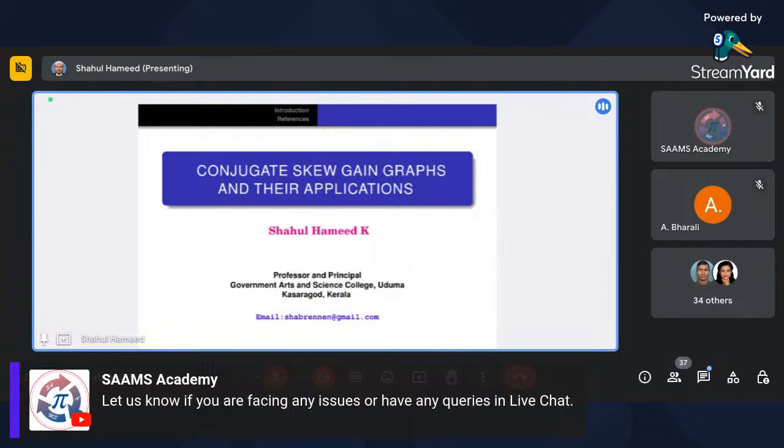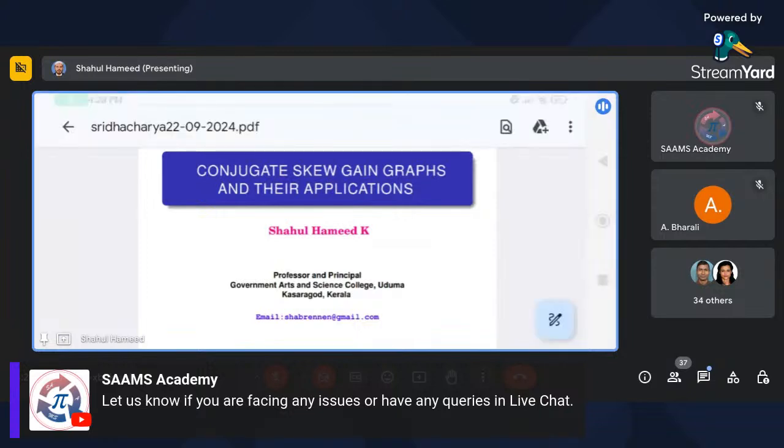Professor Ankur was discussing mixed graphs in the previous lecture. In a similar way, instead of the omega bar, i and minus i, my structure, conjugate skew gain graphs, will be the one where you can use any complex number. That is the advantage we will see here in the adjacency matrix or Laplacian matrix that we are going to see.